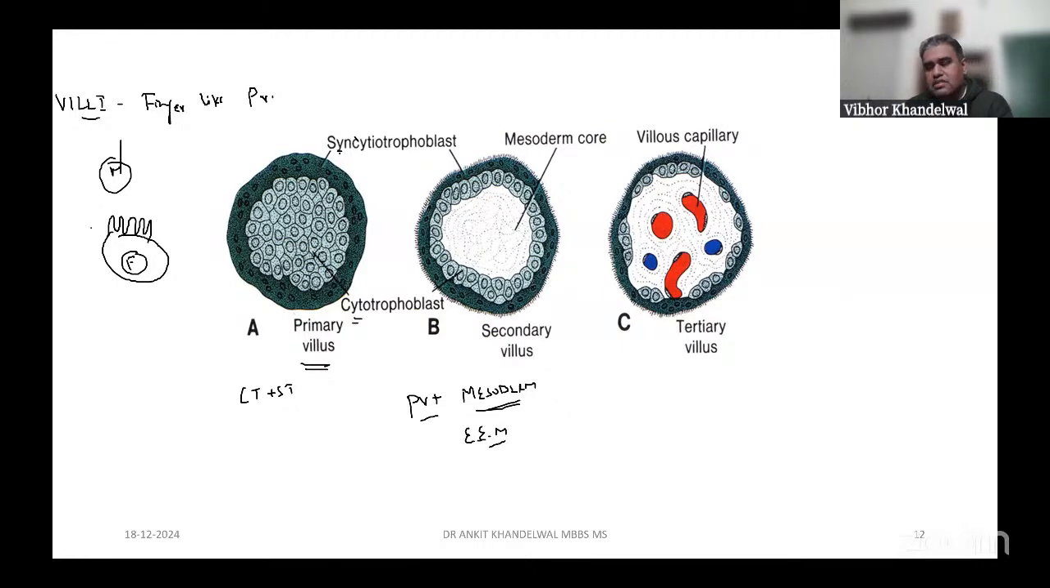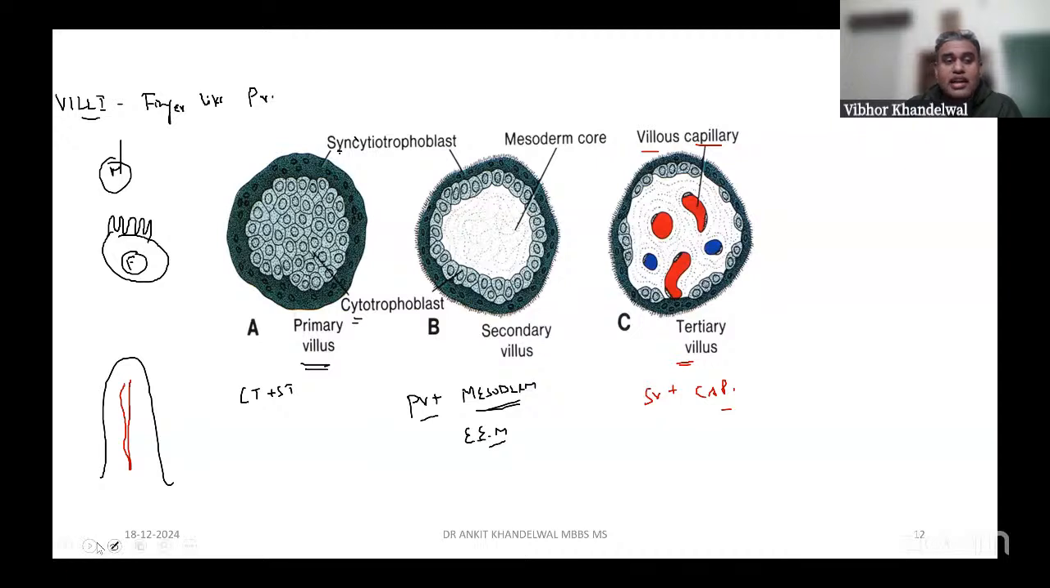So for that, what happens is when all these villi are being formed, from inside the fetus, the fetal capillaries will come. And then if we zoom into this finger-like projection, in between you have the small fetal capillaries. Then we call it tertiary villi. It is secondary villi plus you can see some villus capillaries, some capillaries of blood from the fetus side.